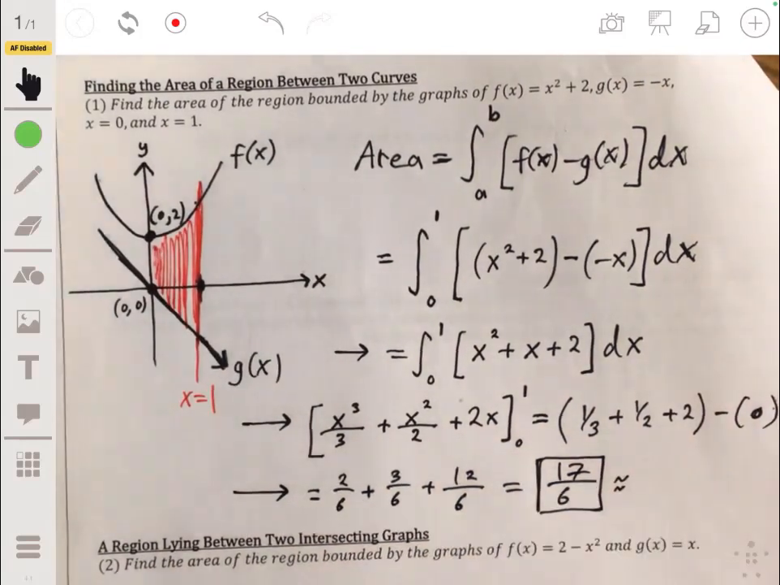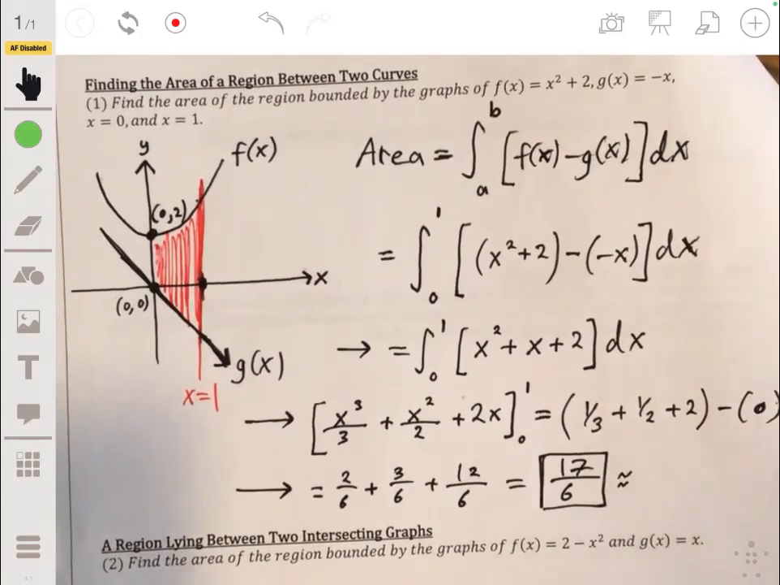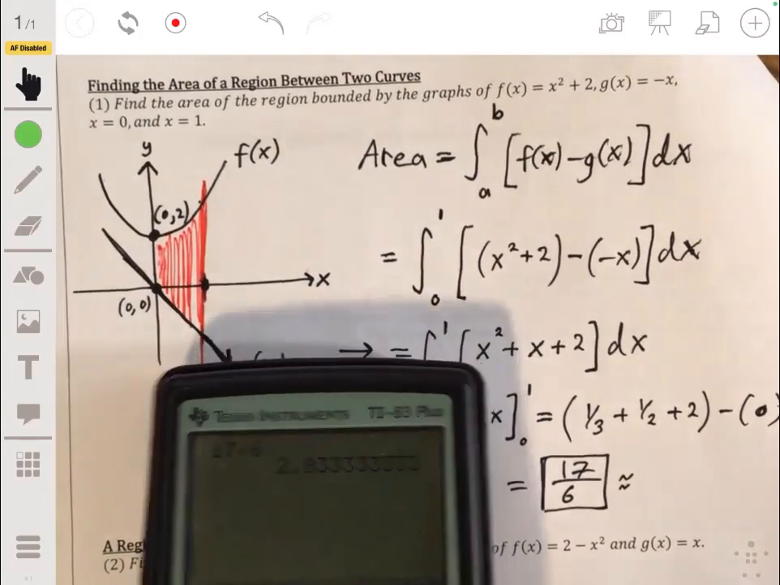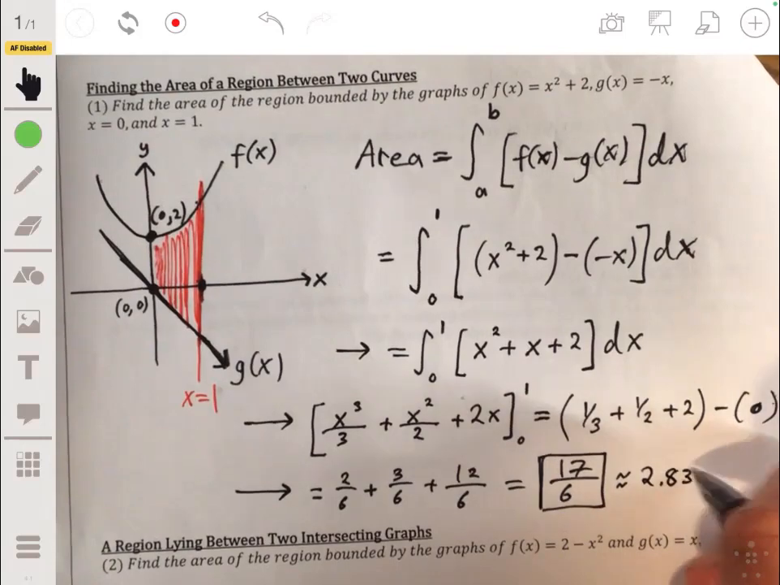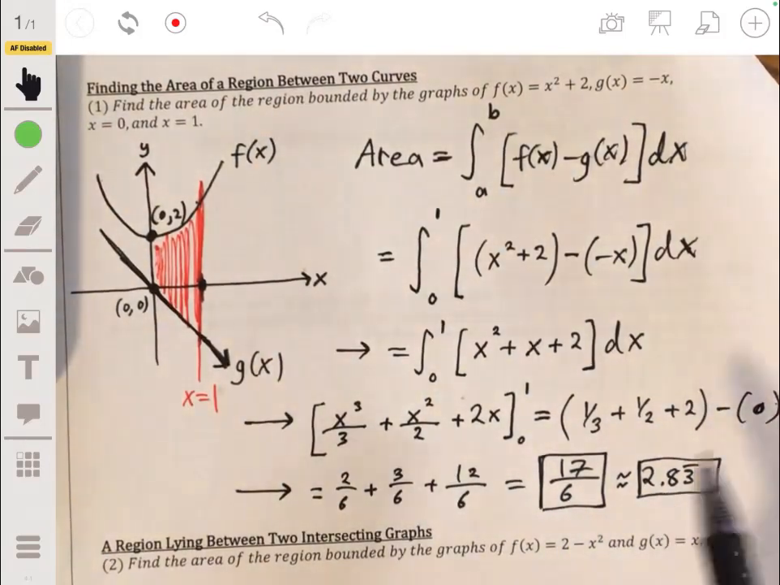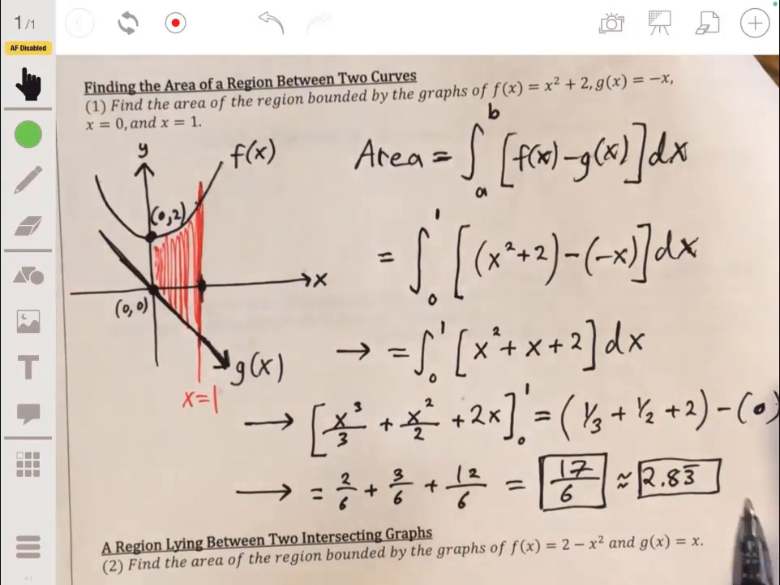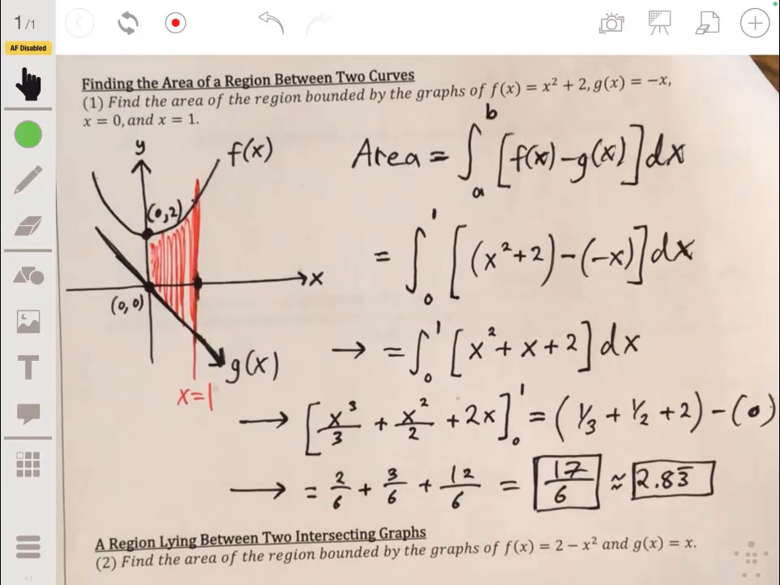As a decimal, it would be a little less than 3, about 2.83 repeating. But usually it's best to leave your answer as a fraction because it's more exact, and that's usually how it's going to be expressed on your AP exam or in your textbook.